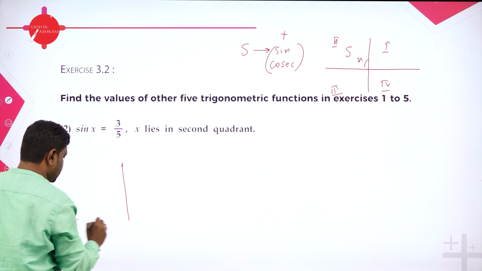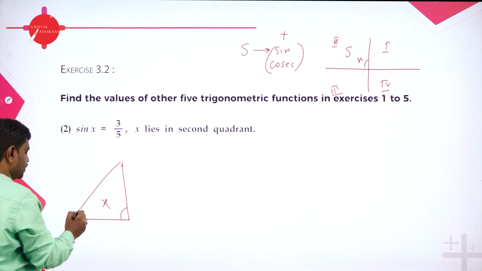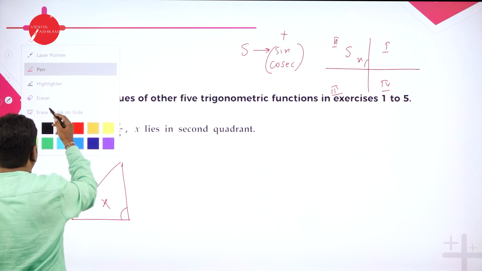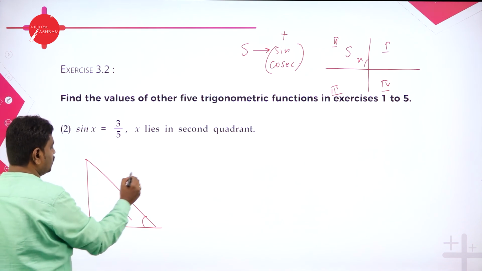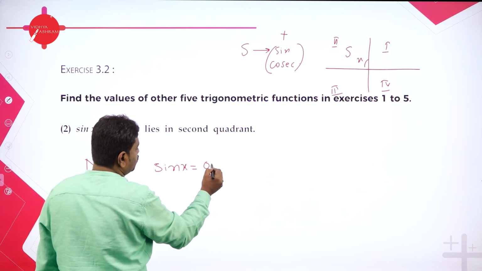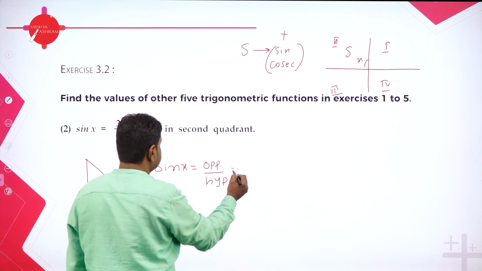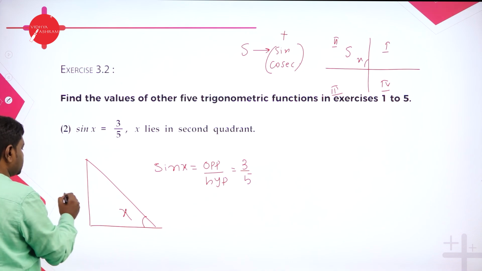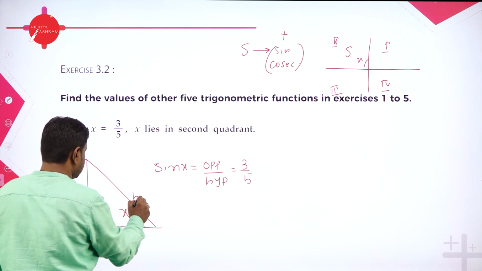So we'll draw a right angle triangle. The angle they told is x. What is sine theta? All of you know sine x is opposite side divided by hypotenuse. They give 3 by 5. So for x, the opposite side is this and the hypotenuse is this.